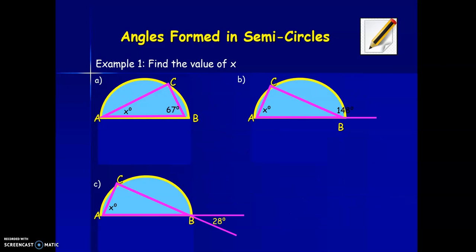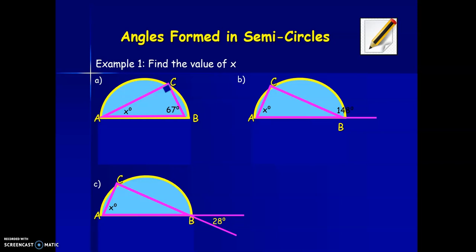Let's look at a couple of examples then with triangles and semicircles. So example A, the first thing to do if you have a triangle in a semicircle is to put in the right angle triangle. So mark in the right angle triangle on the diagram. So I would always sketch the diagram first.